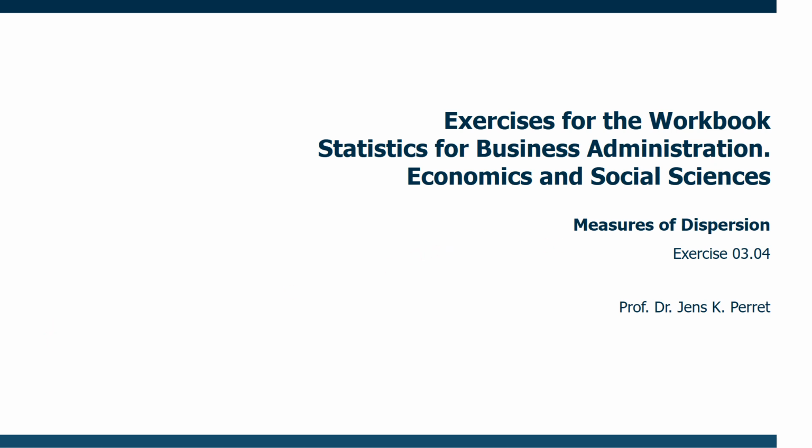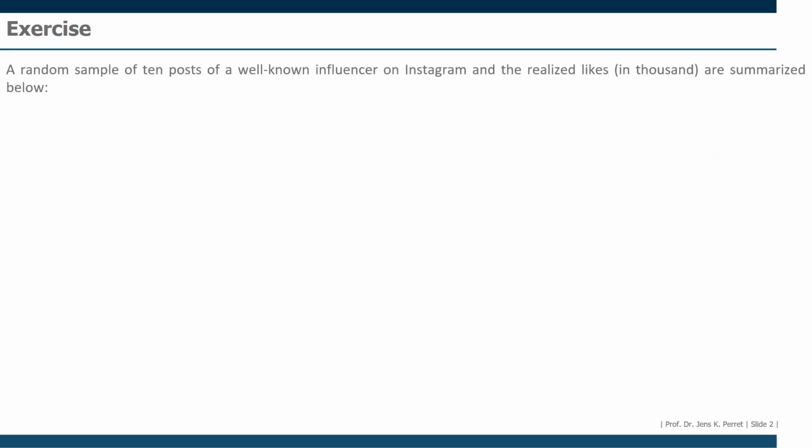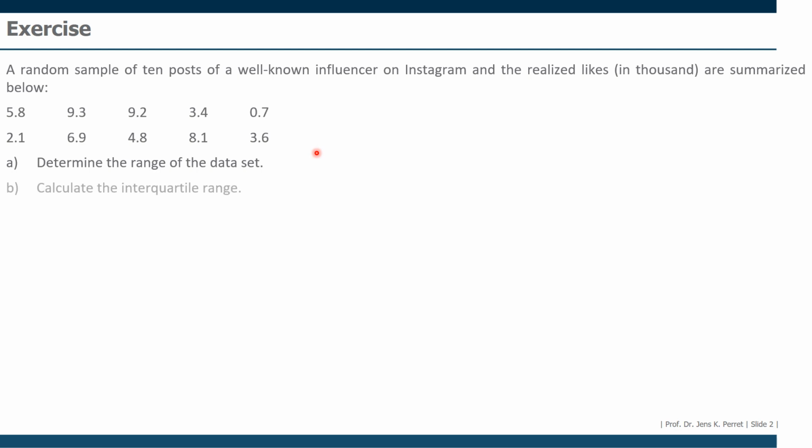This time I'm going to talk about measures of dispersion, and that is for the calculation of measures of dispersion for unclassified data. So our data set and the task here is a random sample of 10 posts of a well-known influencer on Instagram, and the realized likes in thousands are summarized below, giving us those 10 data points. Then we have 4 different tasks to perform. First off, calculate the range of the data set, calculate the interquartile range, the corrected variance, and finally the corrected standard deviation.